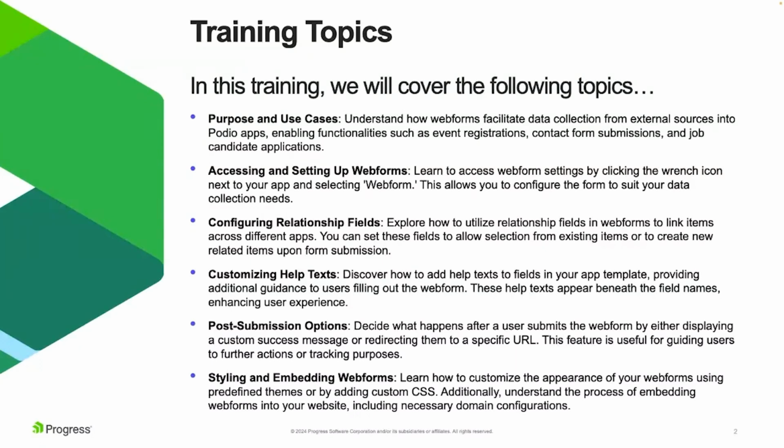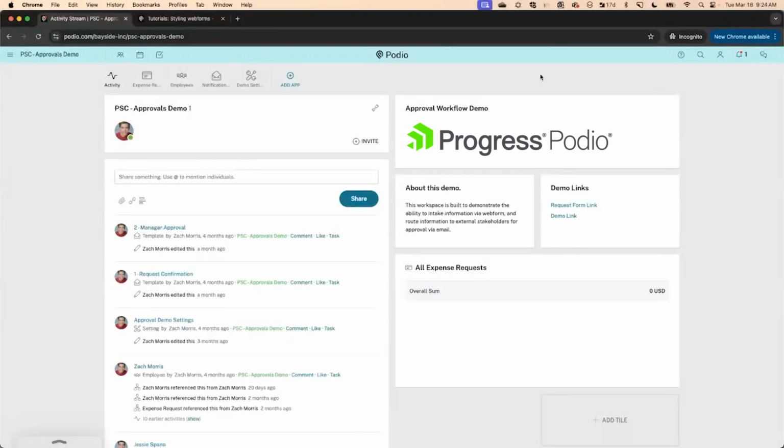We'll talk about the couple of options we've got once the user submits the form, whether that be displaying just a message or redirecting them to another URL. And we'll talk just a little bit about some options for styling our web forms using things like custom CSS and HTML. And I'm going to start in our approvals demo workspace.